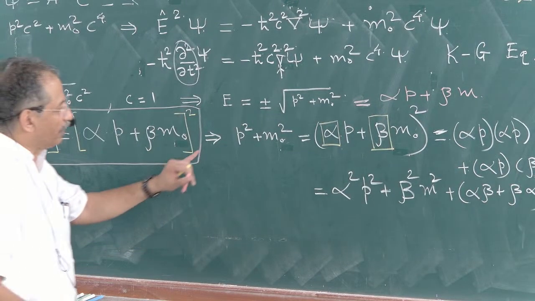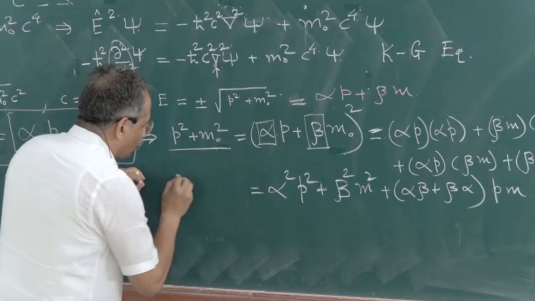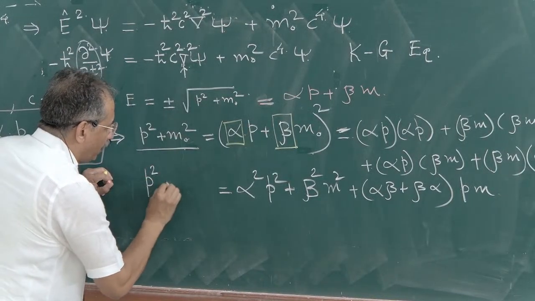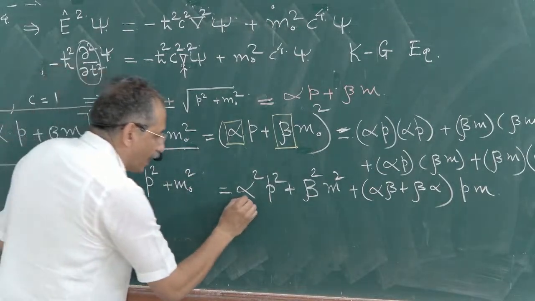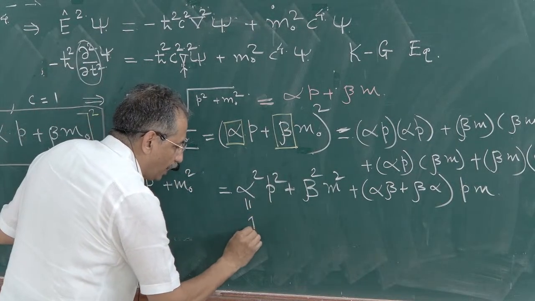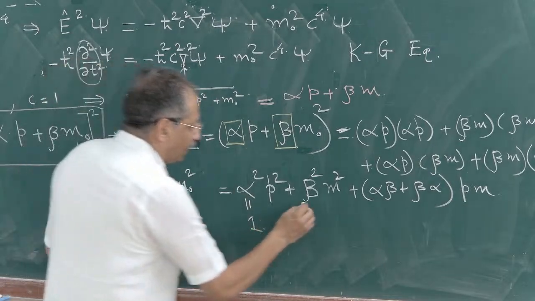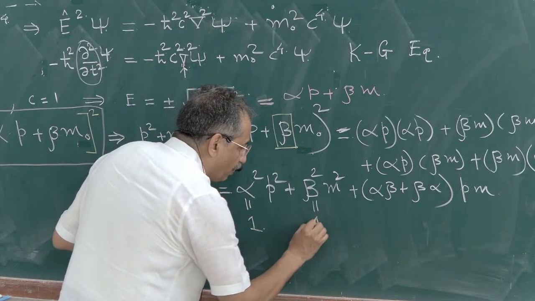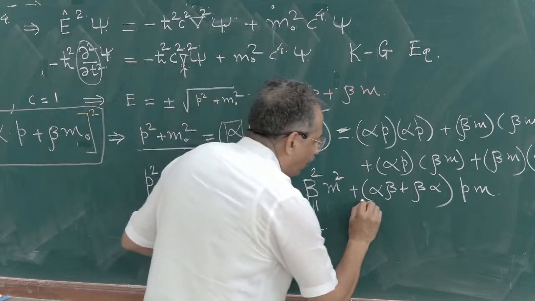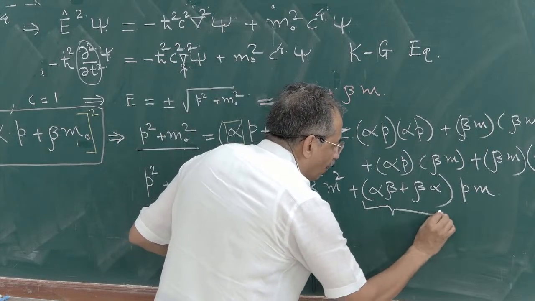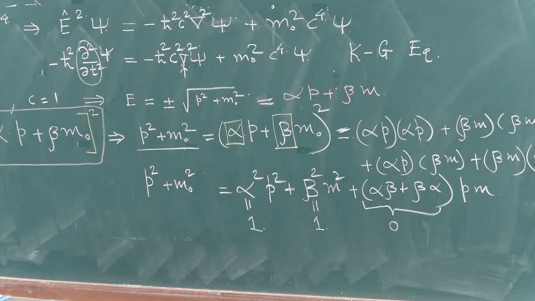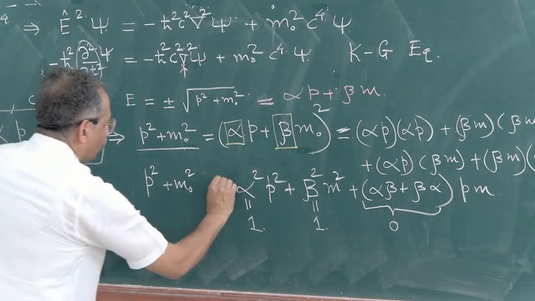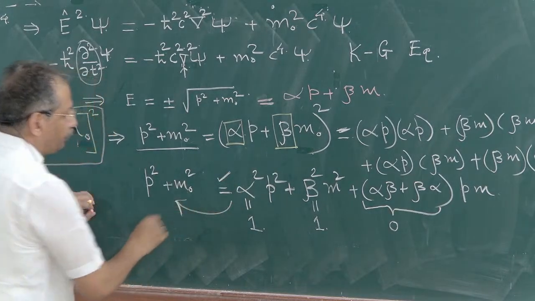So for this to be correct, this should be equal to p square plus m0 square. For this to happen, we need that alpha square should be 1, beta square should also be 1, and alpha into beta plus beta into alpha should vanish. If it is so, then this equation will be correct. So these are the restrictions on alpha and beta.